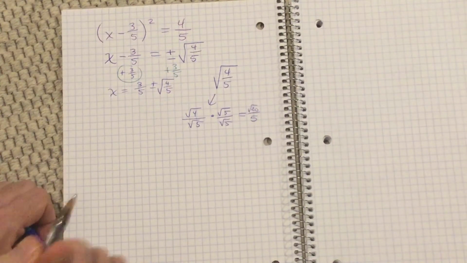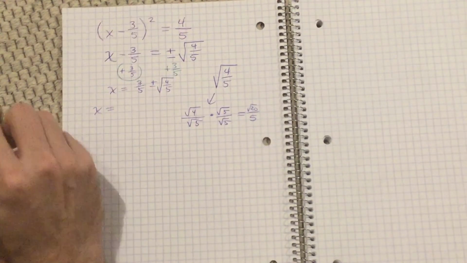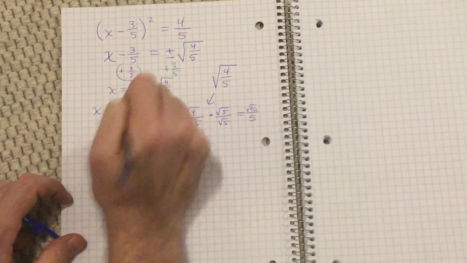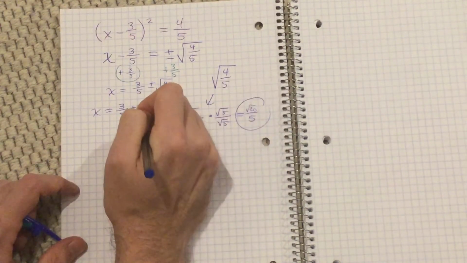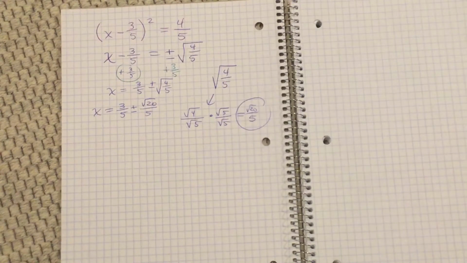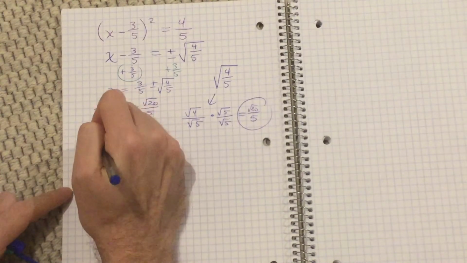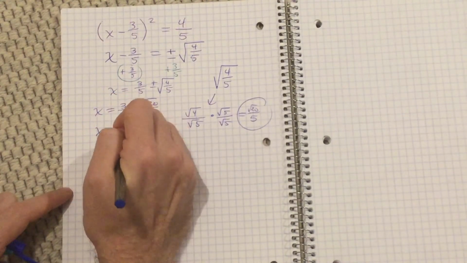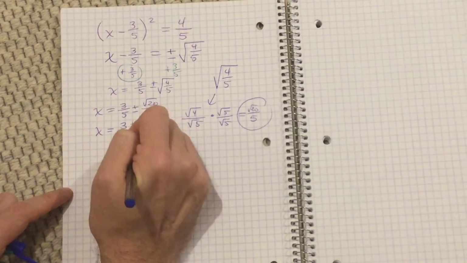All right, now it's getting more interesting because we can rewrite this. It's not going to be done completely. We can rewrite this as x equals 3/5 plus or minus the square root of 20 over 5. And then this part I really want you to see because it's going to help you so much when you get to the quadratic formula, is when you have the same denominator here, we can also rewrite it as x equals 3 plus or minus the square root of 20 all over 5.